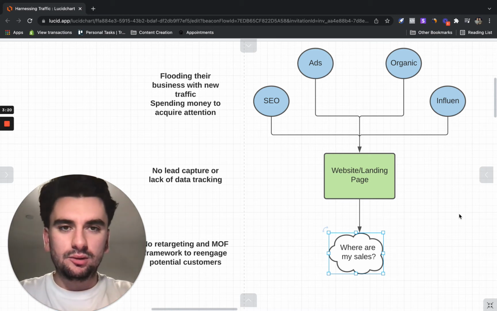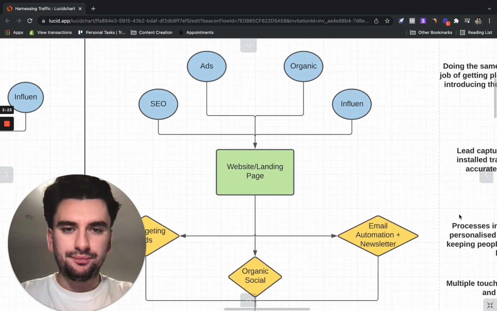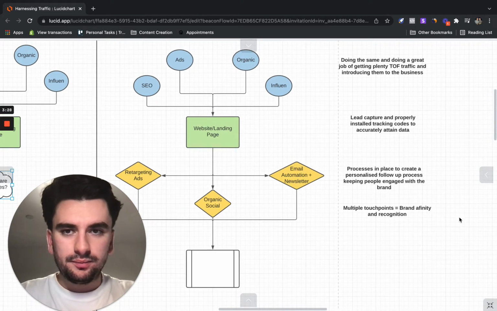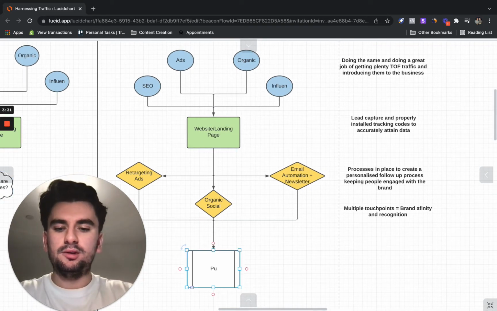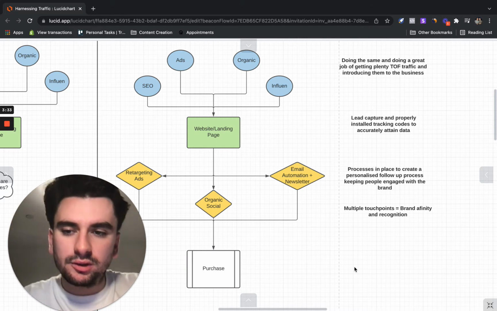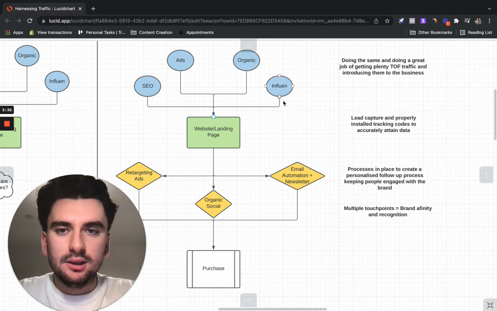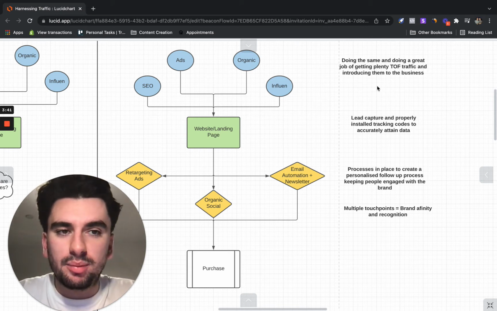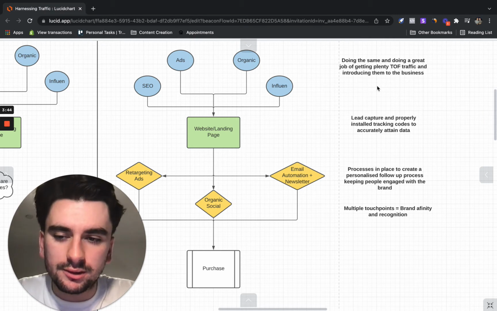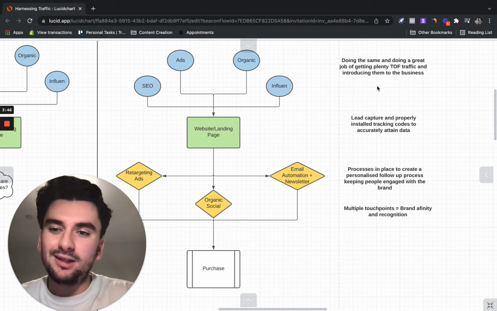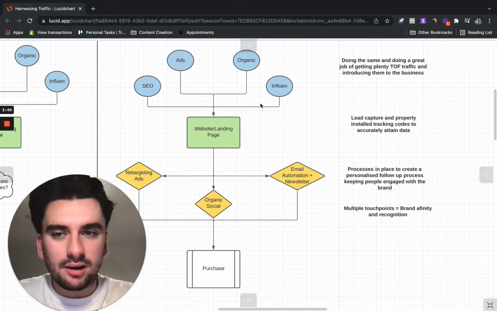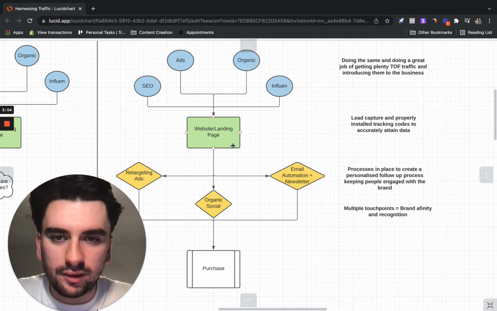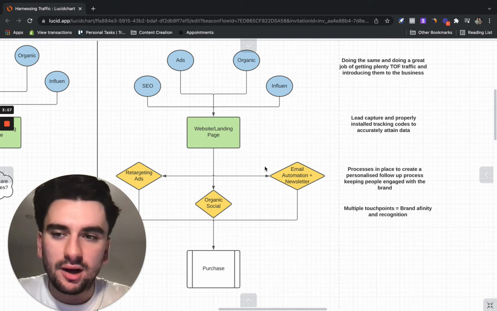So if we flip this over to the other side and look at this from a business who's doing it well, the event that everyone wants is purchase or lead conversion or whatever that is. At the top of the funnel, they're doing the same and doing a great job of getting plenty of top of funnel traffic and introducing them to the business. Introducing your business to new customers, acquiring that attention, spending that money on ads, be it on influencers, ranking for SEO, using your organic platforms to drive this same traffic to the website. But it's what happens after that where the big difference is.